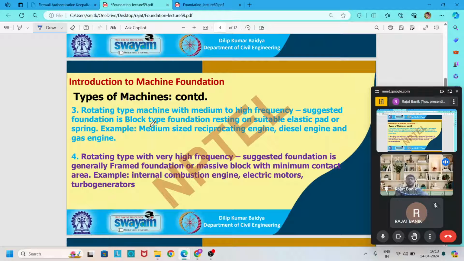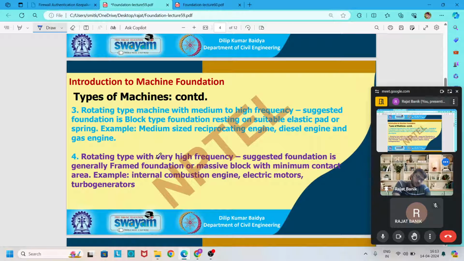Then for a rotating type machine with medium to high frequency, they suggested a block type foundation resting on a suitable elastic pad or spring. Examples of rotating type machines with medium to high frequencies are medium size reciprocating engines, diesel engines, and gas engines. So for these, we use a block type foundation resting on a suitable elastic pad or spring.